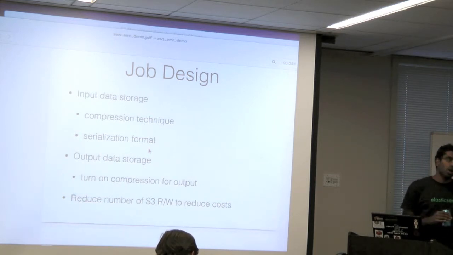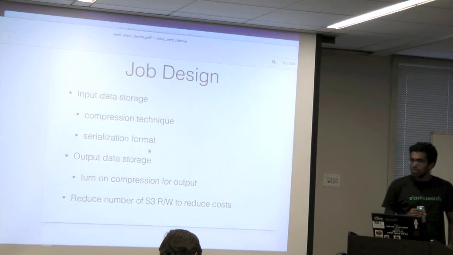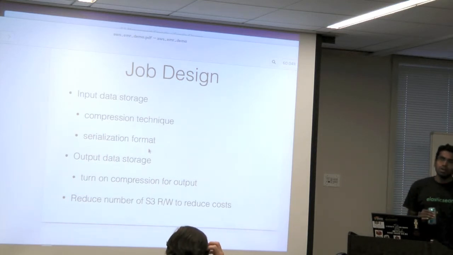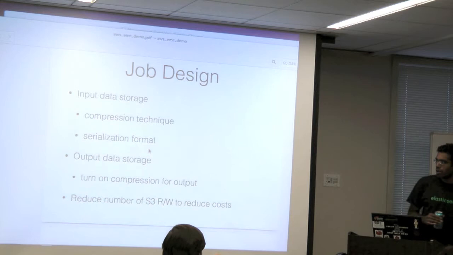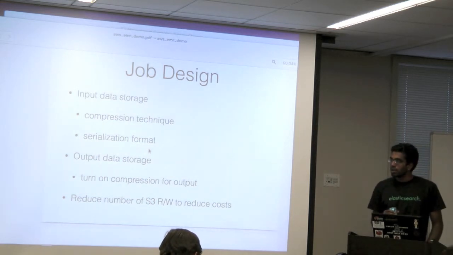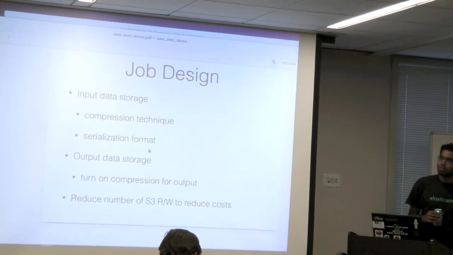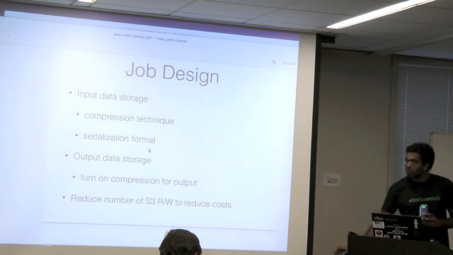Similarly with the output data, you may want to turn on compression. If your output data is very large and you want to write it very quickly, this avoids all the network overhead. Another thing that we ran into is that we reached a period where our S3 read-write costs increased a bit. One of the other parameters you want to minimize is the number of S3 reads and writes in order to keep your cost low. One way to do that is to batch up your data as much as possible so that the absolute number of reads and writes goes down.